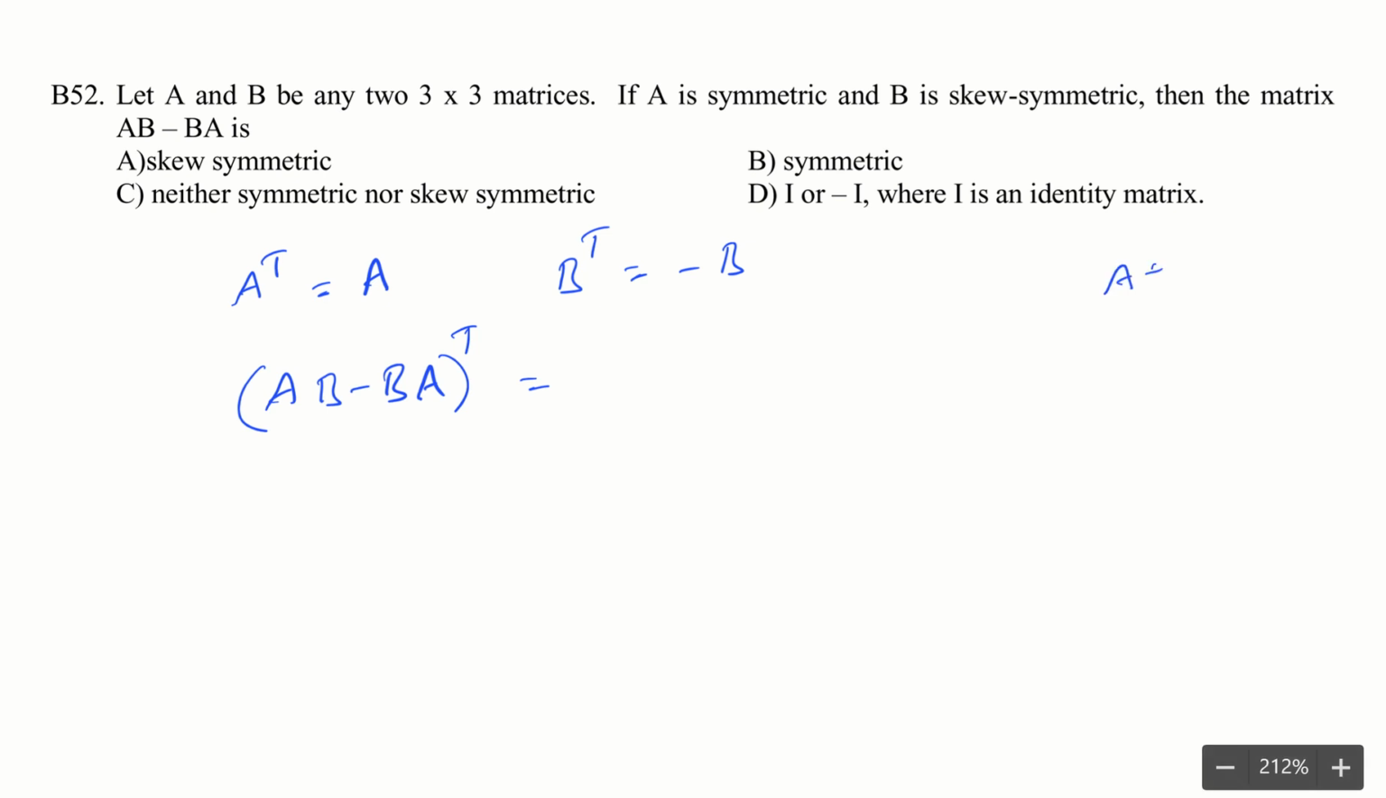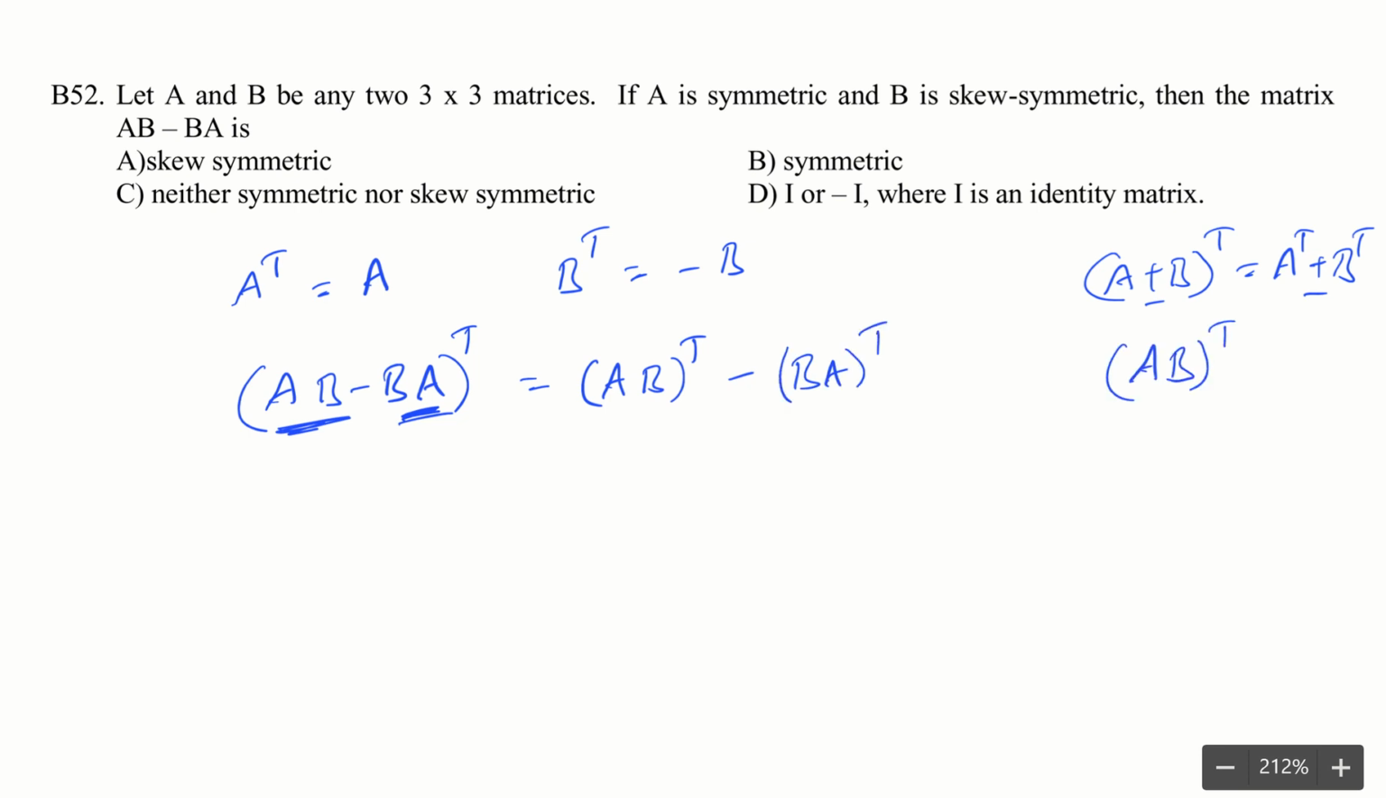Now we have A plus B whole transpose is equal to A transpose plus B transpose. So using that, I see this as one matrix, this as one matrix. Of course, it is true even for minus here. Therefore, I can write it as the first one's transpose minus second one's transpose. And now we have AB whole transpose is equal to B transpose into A transpose. So using that, I have it as B transpose A transpose minus A transpose B transpose.